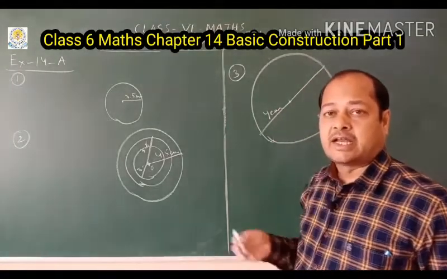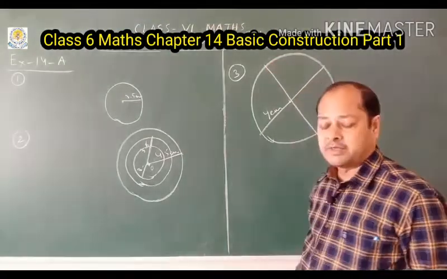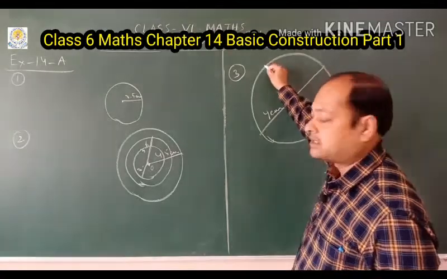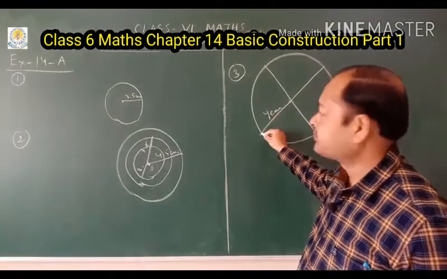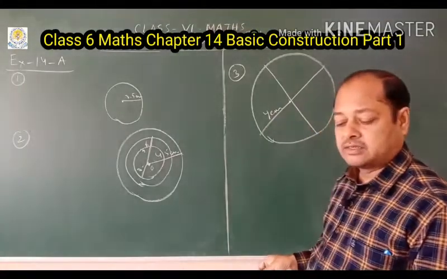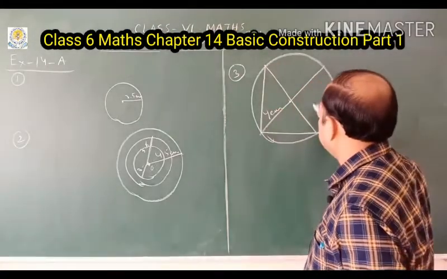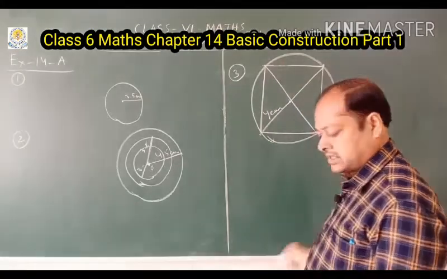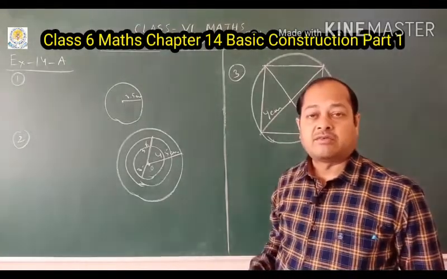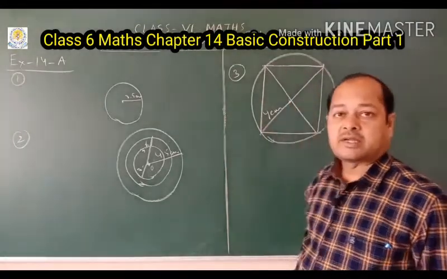Now if I take another diameter, it passes through the center, and then join the ends of these diameters. Suppose this is an end of the diameter, and this is also an end of the diameter. These are the 4 ends of the diameters. The question says to join the ends of these diameters, so I am joining them. What figure do you obtain? We have obtained a square figure. Whenever you join the end points of the diameters, we get a square figure.